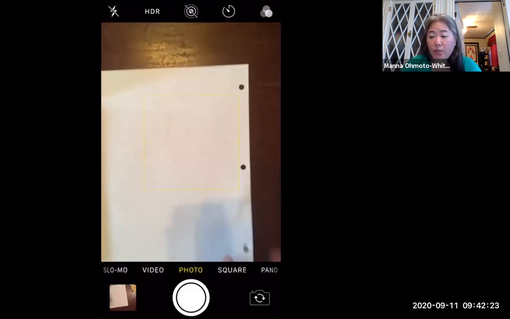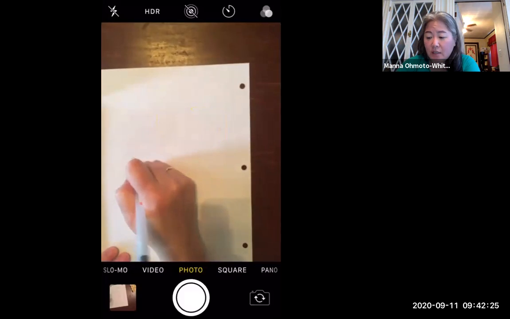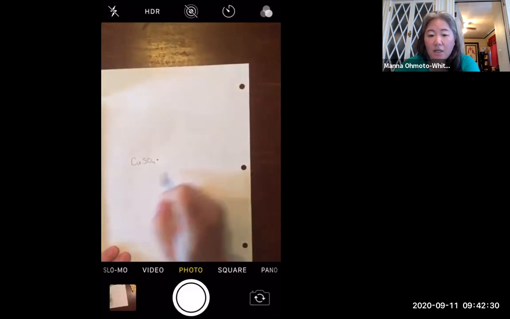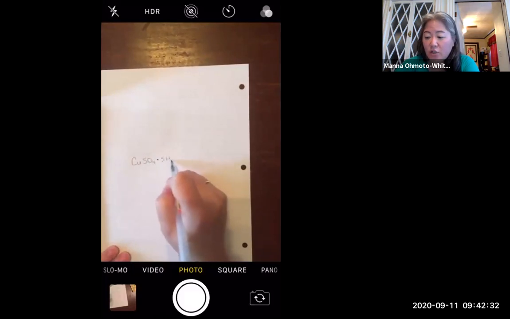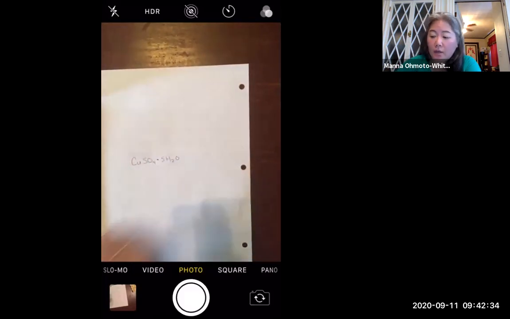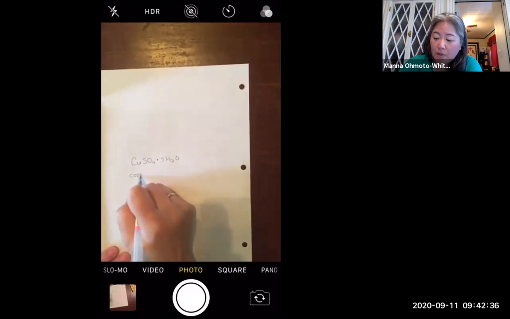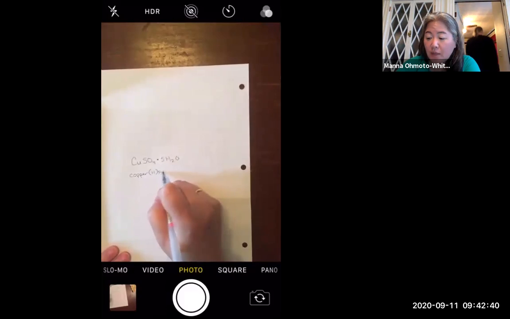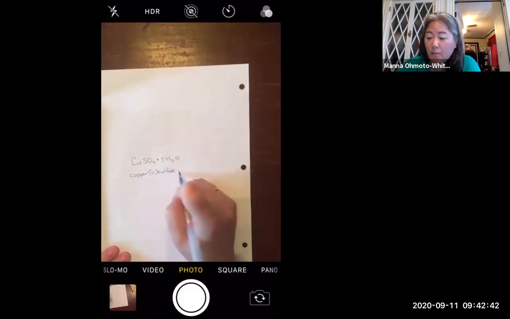I could have a situation in which I have CuSO4 dot 5H2O. This would be called copper(II) because it's a transition metal, sulfate pentahydrate.